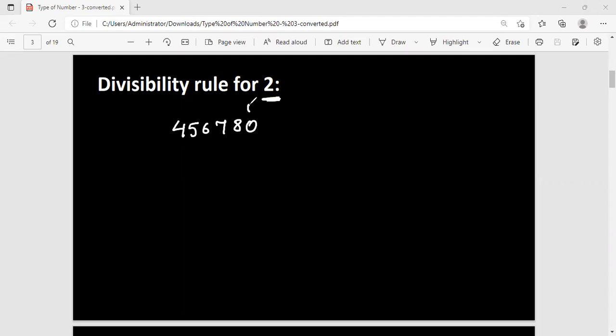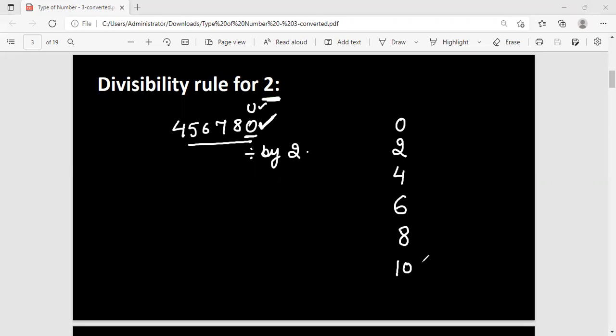So what will we do? We'll check the unit place. You can see the unit place here is 0. Whenever the unit place of any number is divisible by 2, then the complete number itself will be divisible by 2. Definitely at the unit place, we'll be getting a single digit only. So we are looking for all those digits which are divisible by 2. So what are the possibilities for the unit place? It will be either 0 or 2 or 4 or 6 or 8.